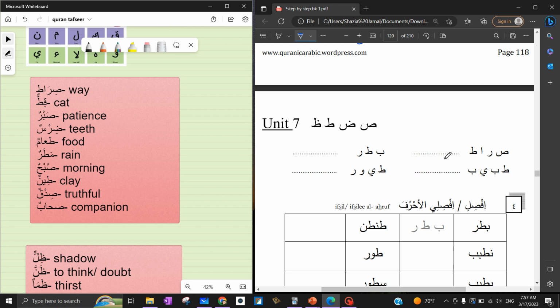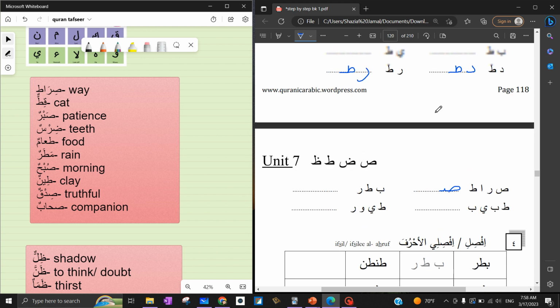Now sirat. What about sirat? Now there are 4 letters. So first make a sad. How do we make sad? Same way, but just a line in between. Now this is to show you that this is not a ta. When you make this small dent or some line like this shows that this letter is sad.